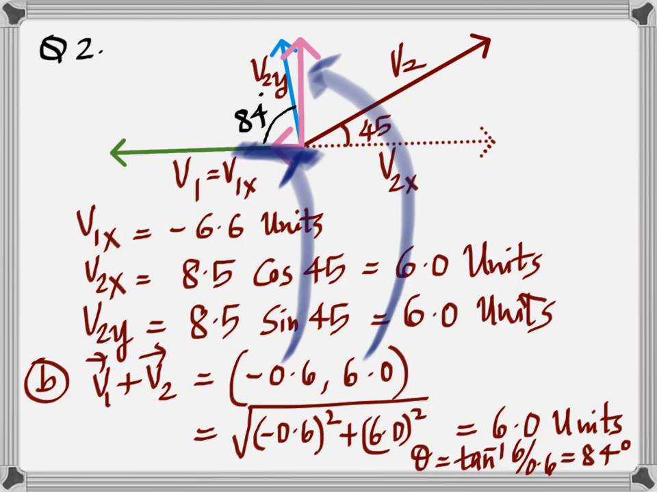And how do you find the angle now? I'm trying to find the angle which I got as 84 degrees. You can see, the triangle is on the other side, and therefore tan theta would be 6 divided by 0.6. That's why it's 84 degrees. So when you specify the angle, you'll have to say it's 84 degrees with the negative x-axis, isn't it? With the negative x-axis.